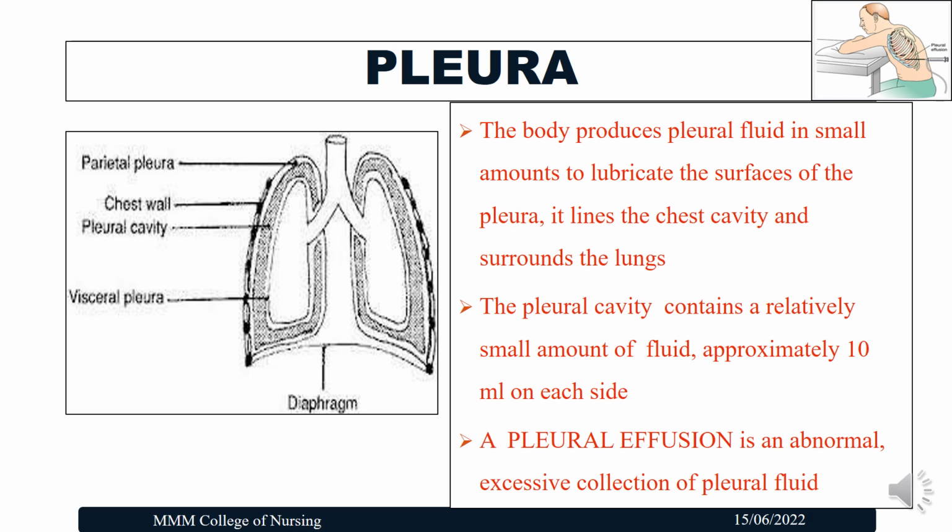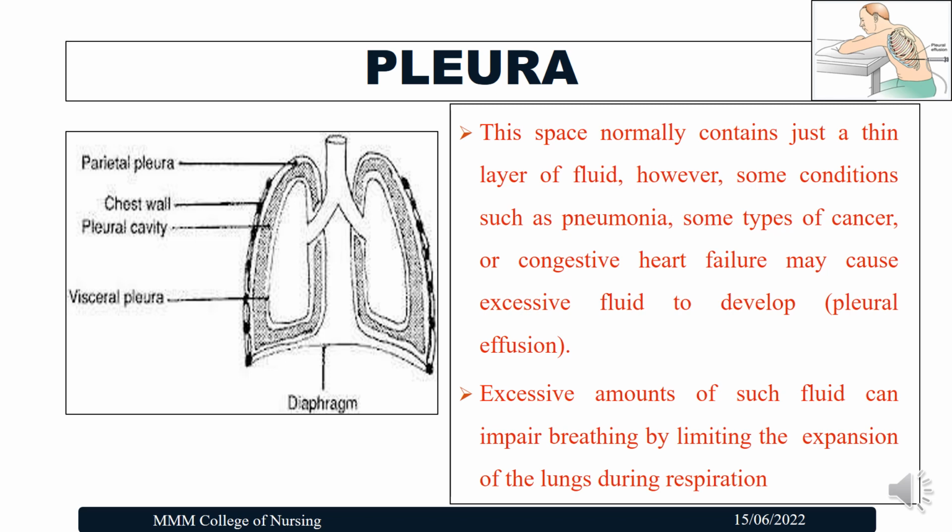But when this fluid comes in excess, a large accumulation of fluid in the pleural cavity due to some infection or inflammation will end up in some complications or disease condition. That is known as a pleural effusion. A pleural effusion is an abnormal excessive collection of pleural fluid in the pleural cavity.